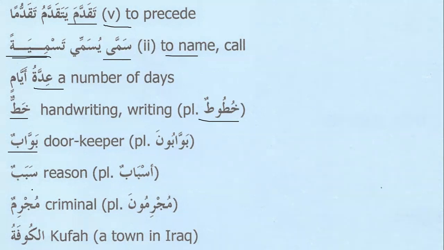MashaAllah. Sababun, reason, and the plural is asbabun. Mujrimun, mujrimuna. Ajrama, yujrimu, ijraman. And then we have Al-Kufatu, which is Kufa, a town in Iraq. Alhamdulillah, we have completed our lesson number 3, and inshallah, in the next lesson, we will start lesson number 4.